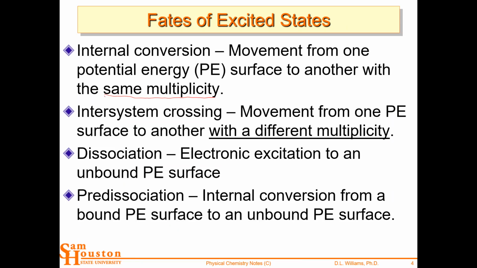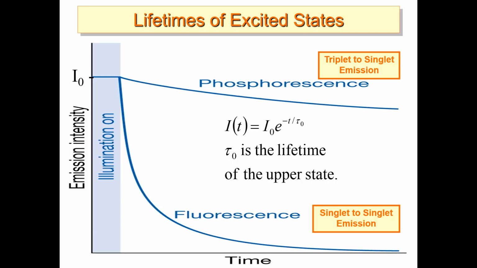So let's talk about the lifetimes of these different states. We excite the molecule, and then it can do two things radiatively. Moving around on the potential energy surface, a lot of times that's just changing vibrational states. But if it emits light, there's two flavors of that, if you will. There's fluorescence and phosphorescence. In fluorescence, there's no change in multiplicity. In phosphorescence, there is a change in multiplicity.